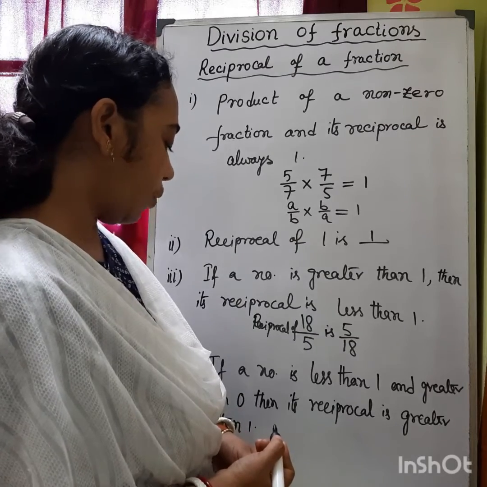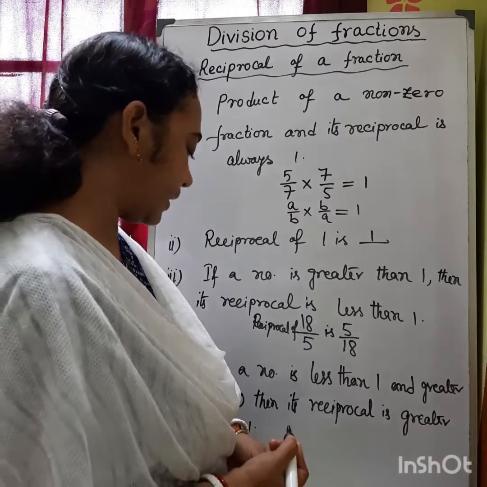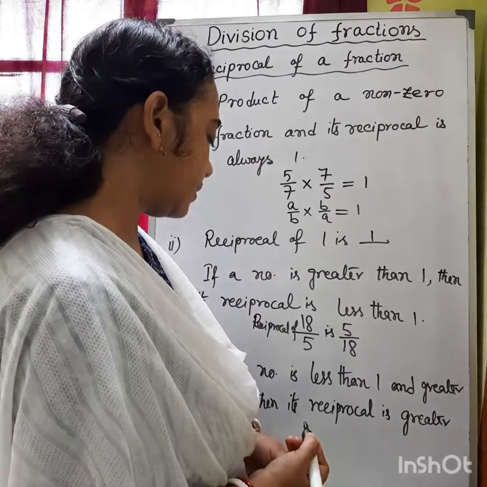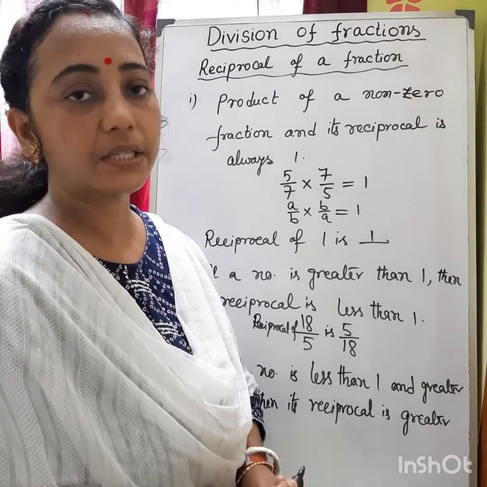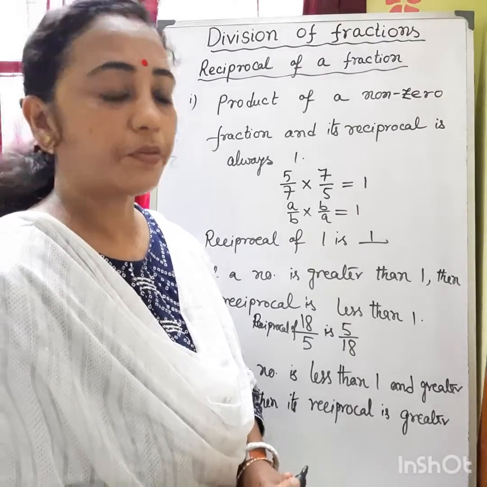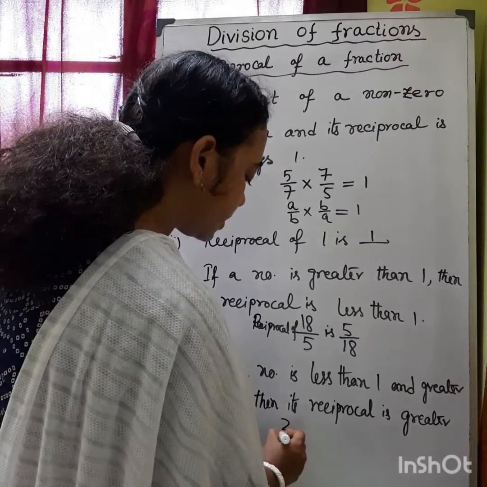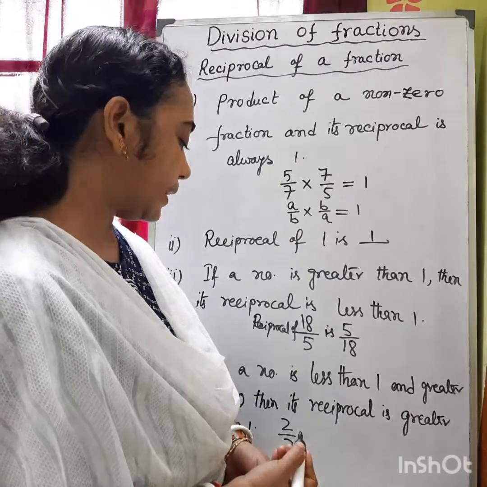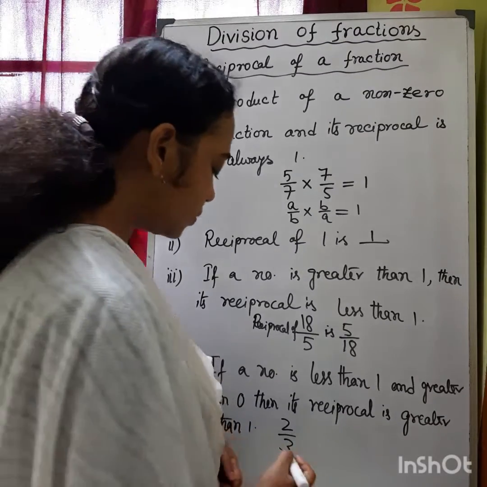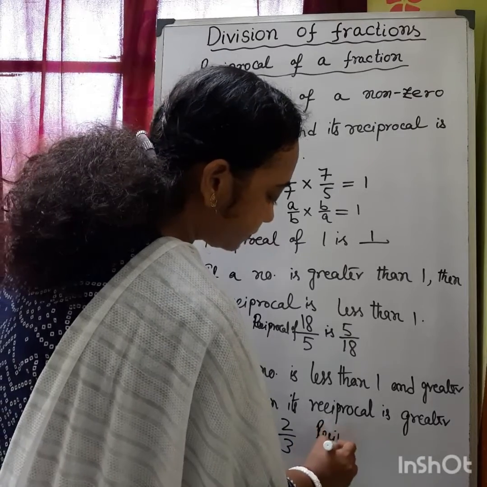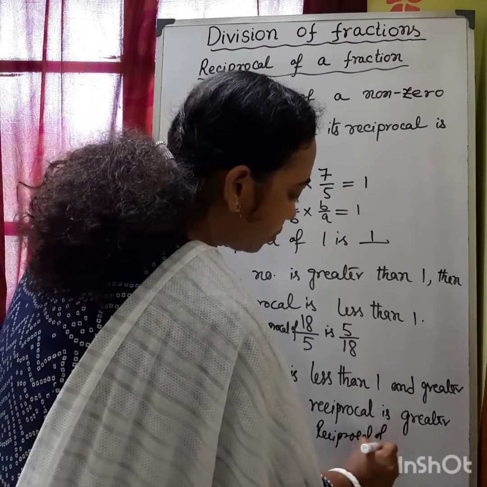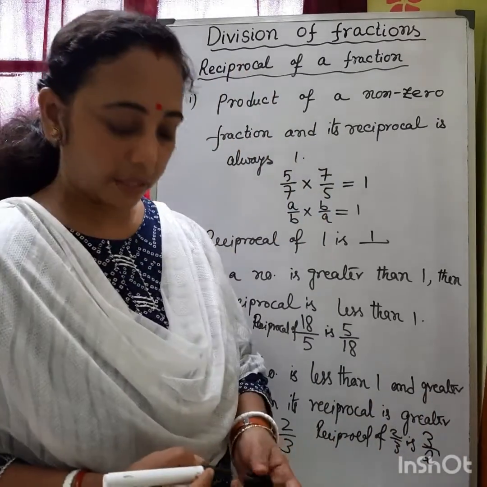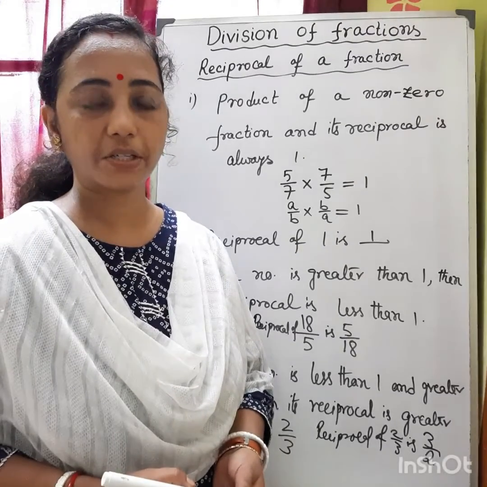Come to the fourth point. If a number is less than 1 and greater than 0, then its reciprocal is greater than 1. That means if we take any proper fraction, for example 2/3, whose value is less than 1 but greater than 0, then its reciprocal is greater than 1. So the reciprocal of 2/3 is 3/2, whose value is greater than 1 and which is an improper fraction.